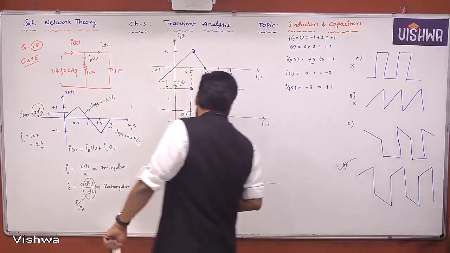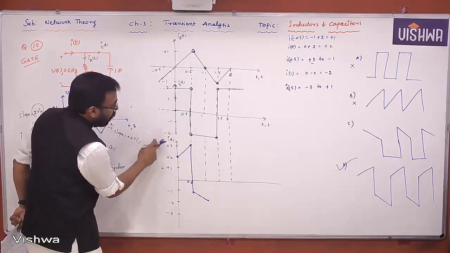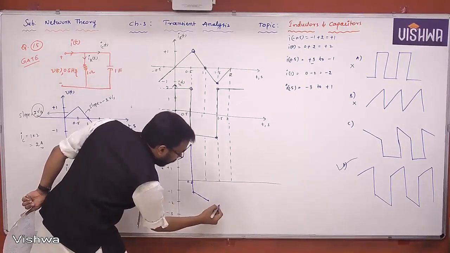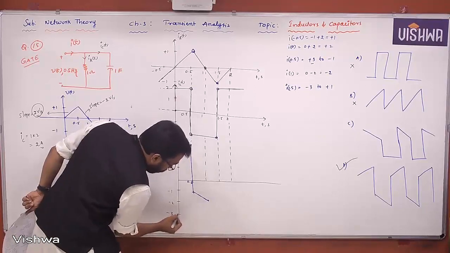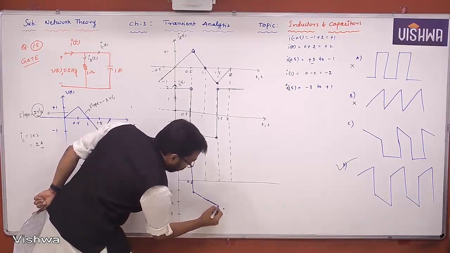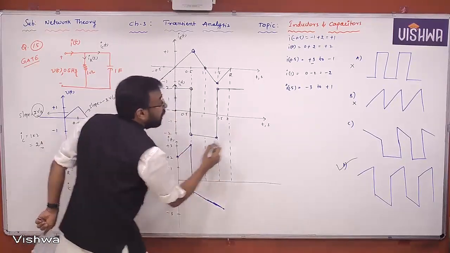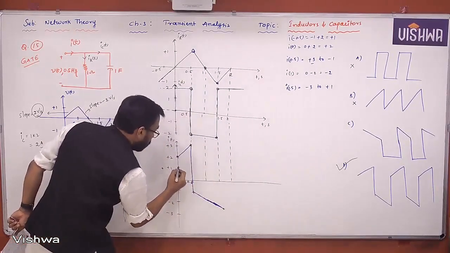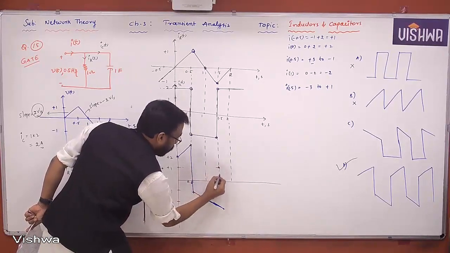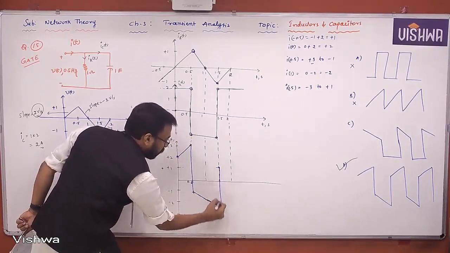That means you can see here, the value of I of t is going to become what? -3. -3 here. Okay. Up to this particular point, it is nothing but -3. That means you can extend up to this particular point. Okay. And then it is going up to what? +1. That means this one. Right. So therefore I got up to this particular point.